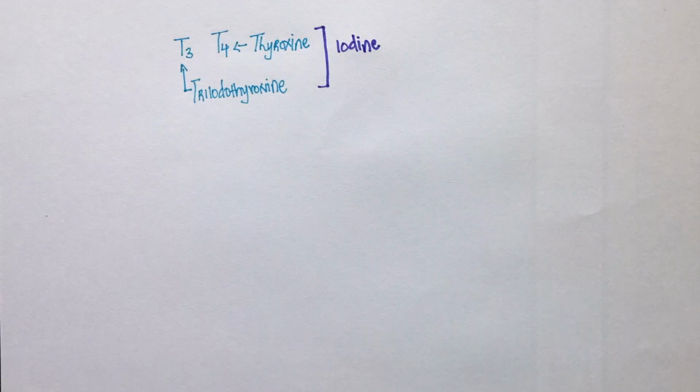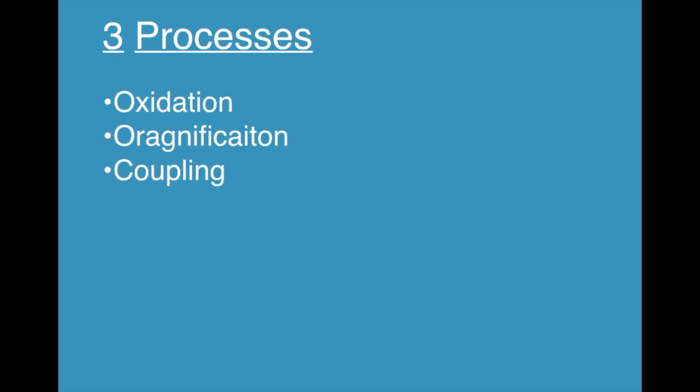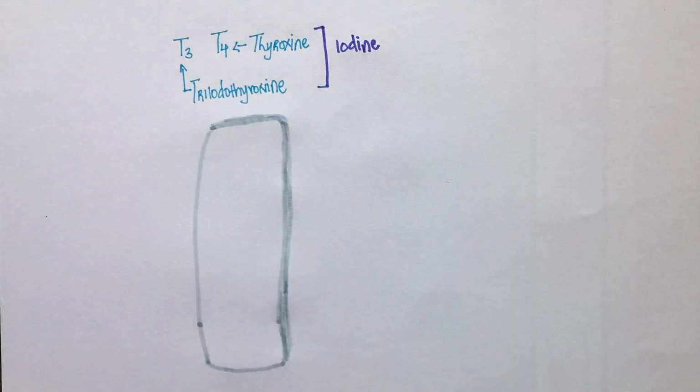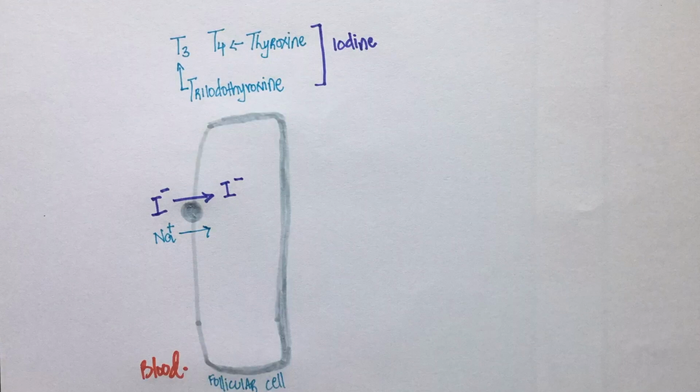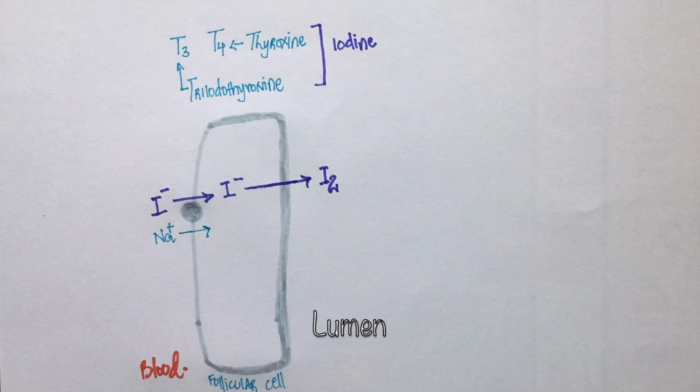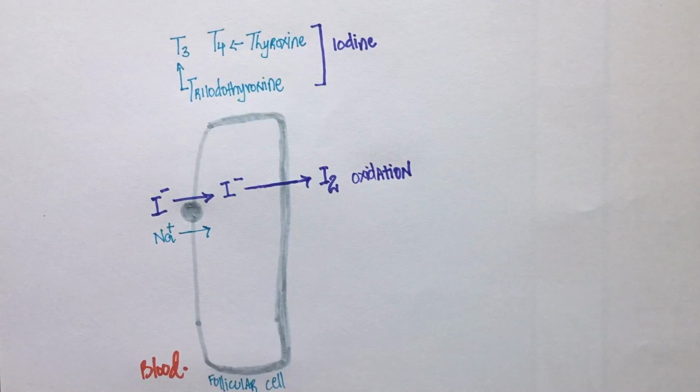Let's take a look at how iodine helps in the formation of these two hormones. There are three major processes involved in the synthesis of thyroid hormone: oxidation, organification, and coupling. Note that all three processes require the enzyme thyroid peroxidase. Iodide ion enters the thyroid gland via a sodium iodide symporter. Iodide reaches the thyroid follicular lumen and gets converted to iodine by the process of oxidation.